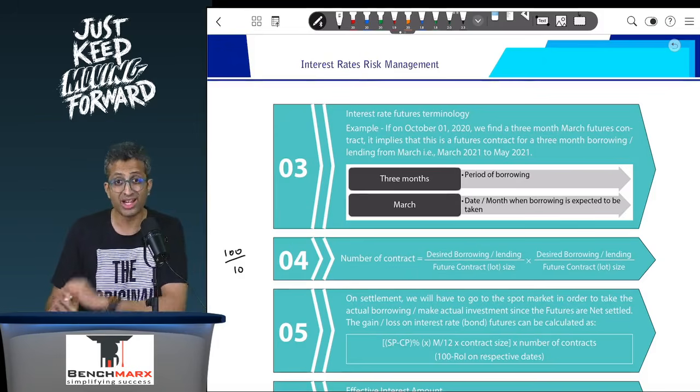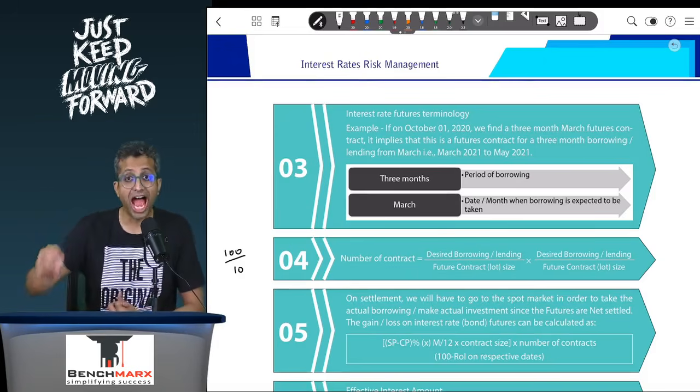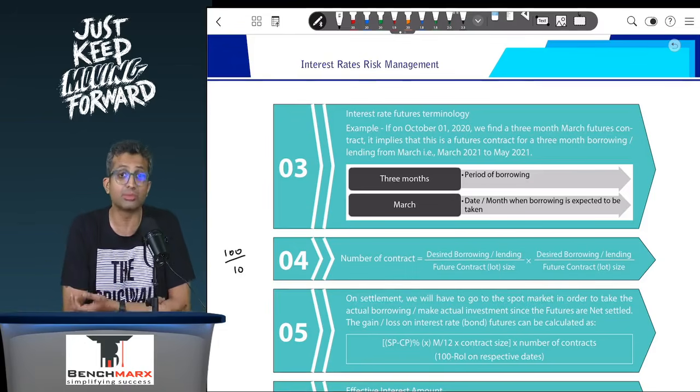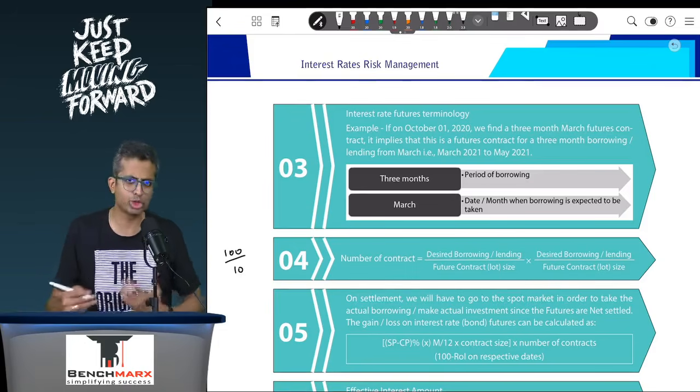This is provided you want a borrowing for 3 months and the exchange is also giving you a futures contract where you can do a borrowing or lending for 3 months. In which case, you will take 10 contracts.